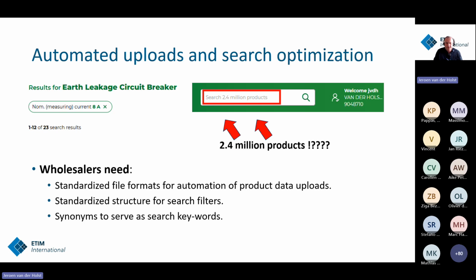Okay, so 2.4 million products, that's your starting point. How are you going to find your product? Wholesalers, in order to make their sites work, need standardized file formats for automation of product data uploads. They need a standardized structure for search filters, and they need synonyms to serve as keywords in order to make people find it.